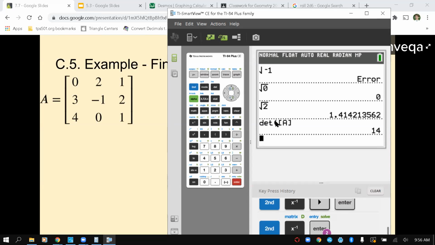Well, how do I find the determinant of that? I pick any row, right? And then I need to find this one's cofactor. Well, how do I do that? I eliminate it, and I do this.